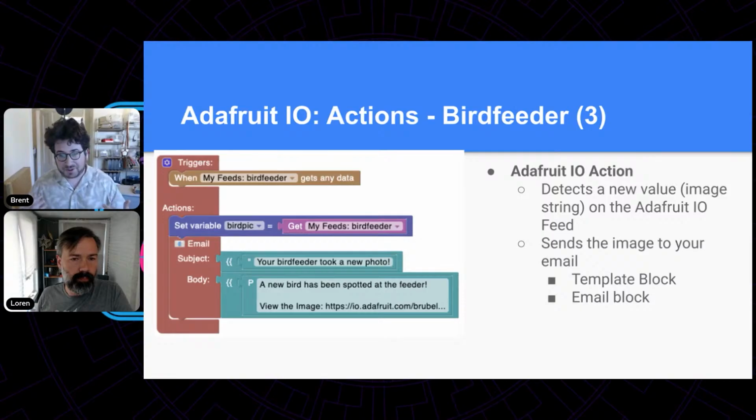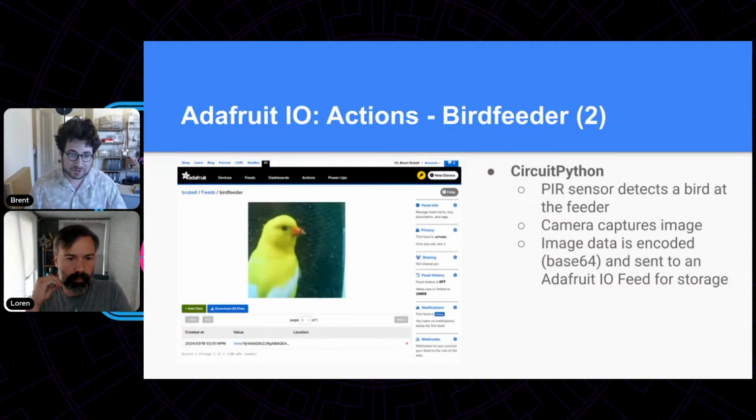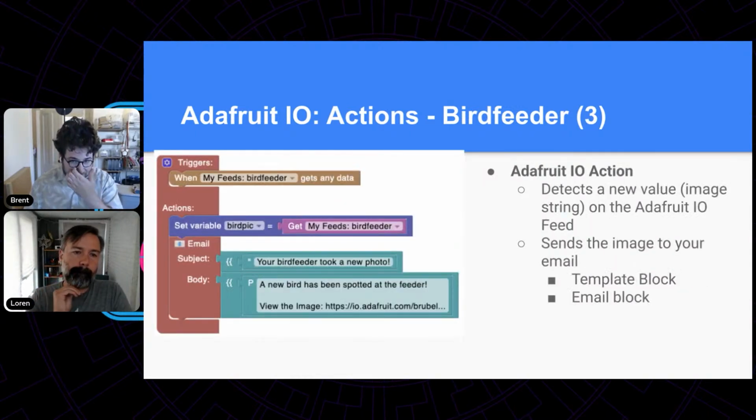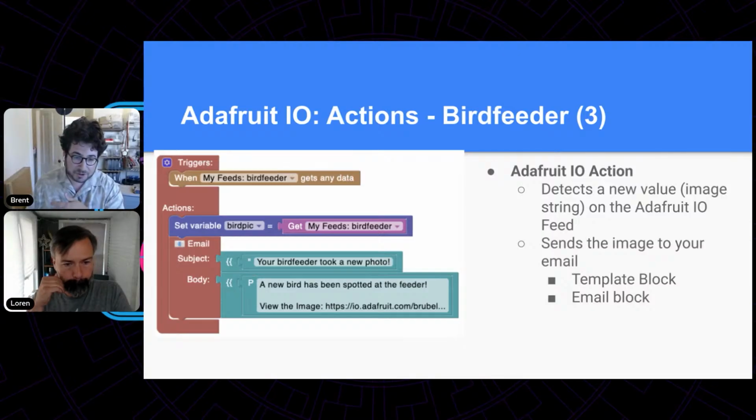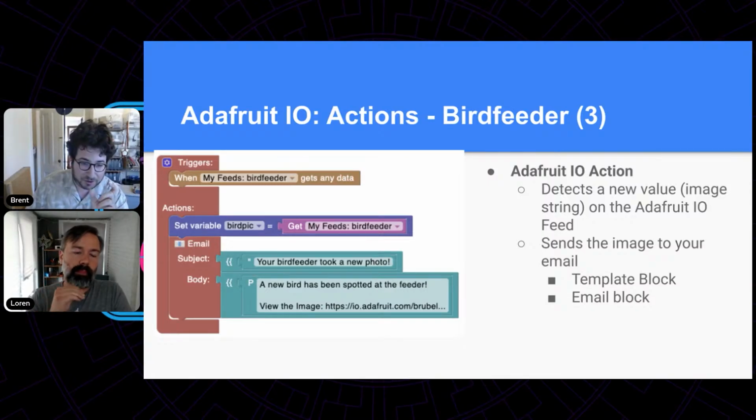Where this brings in actions is this is an action where it detects a new value. It looks at the image string that we sent to the feed, and it says, oh, there's a new value from your device. We then create a variable like Loren was talking about, called bird picture, and then you set it to your feeds. And then we have this email action, which allows you to take the subject and say, oh, your bird feeder took a new photo. And then the body of the email is the new bird spotted at the feeder.